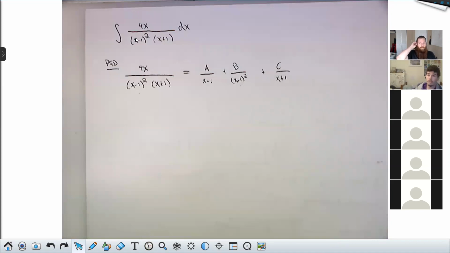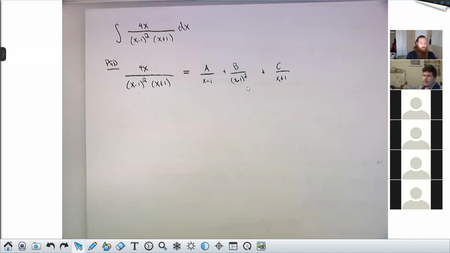So the moral of the story is, if you have a higher multiplicity factor downstairs, you have to build up to that in your PFD setup. And unfortunately, this messes up the Heaviside trick a little bit.